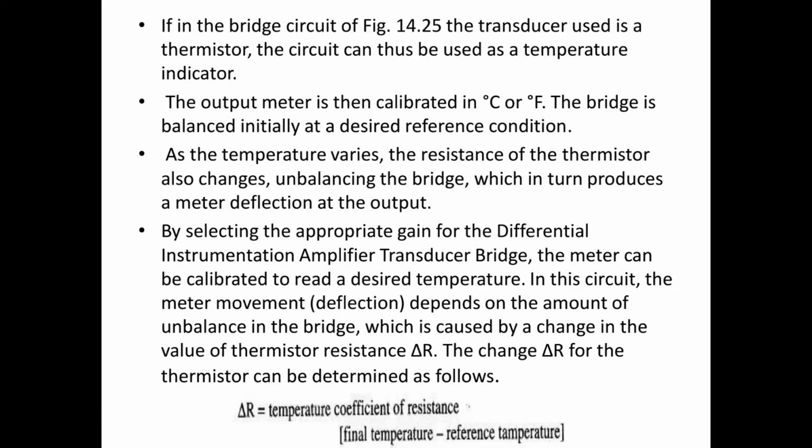Delta R is going to be the temperature coefficient of resistance times the final temperature minus the reference temperature. This is how delta R of the thermistor can be determined: temperature coefficient of resistance times final temperature minus reference temperature.